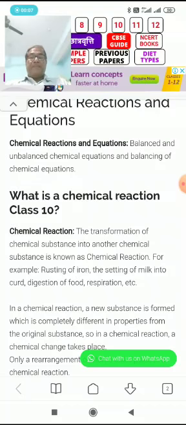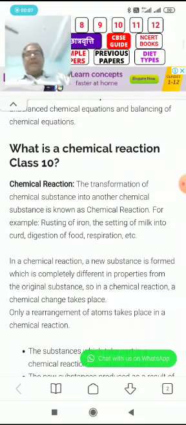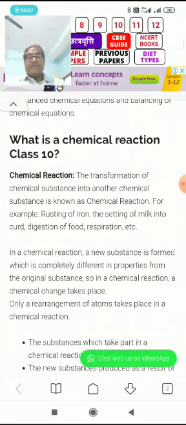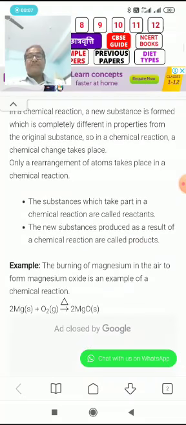For example, rusting of iron, setting of milk into curd, digestion of food, respiration, etc. In a chemical reaction, new substances with new properties are formed. So in a chemical reaction, a chemical change takes place. In a chemical reaction, only a rearrangement of atoms takes place.